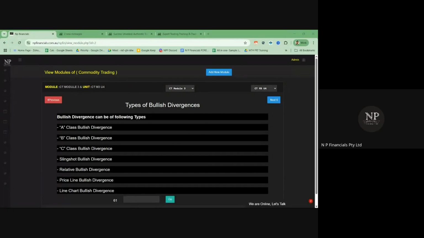Divergence can be two types, bullish and bearish, and bullish can be 7 types. Similarly, bearish can be 7 types. So: Class A, Class B, Class C, slingshot, relative, price line, and line chart. 7 of them are bullish divergence, and similarly 7 bearish divergence: Class A, B, C, slingshot, relative, price line, and line chart.